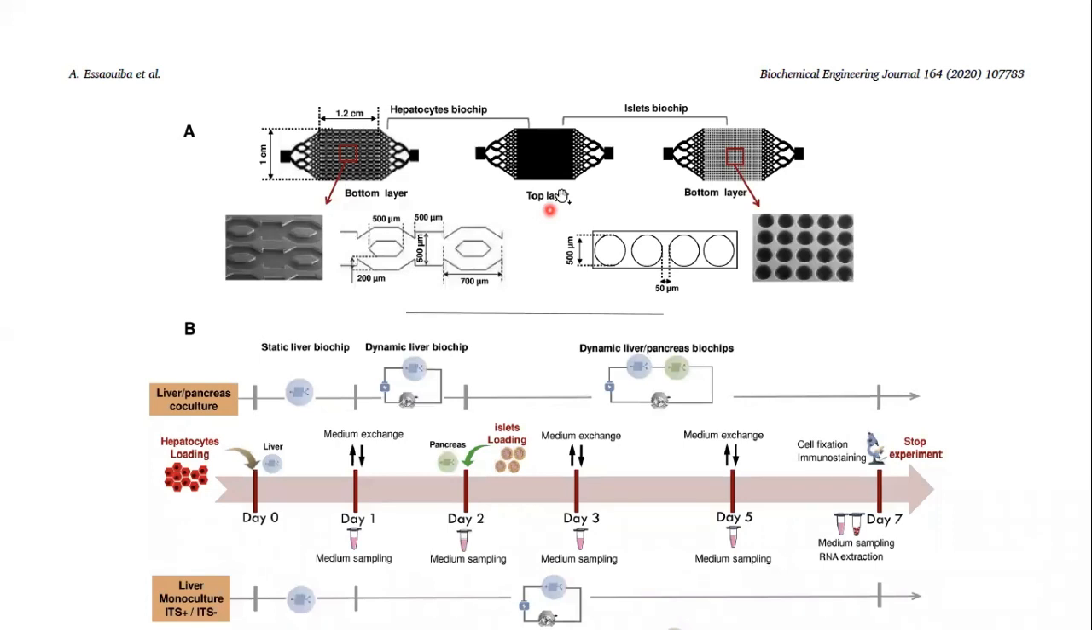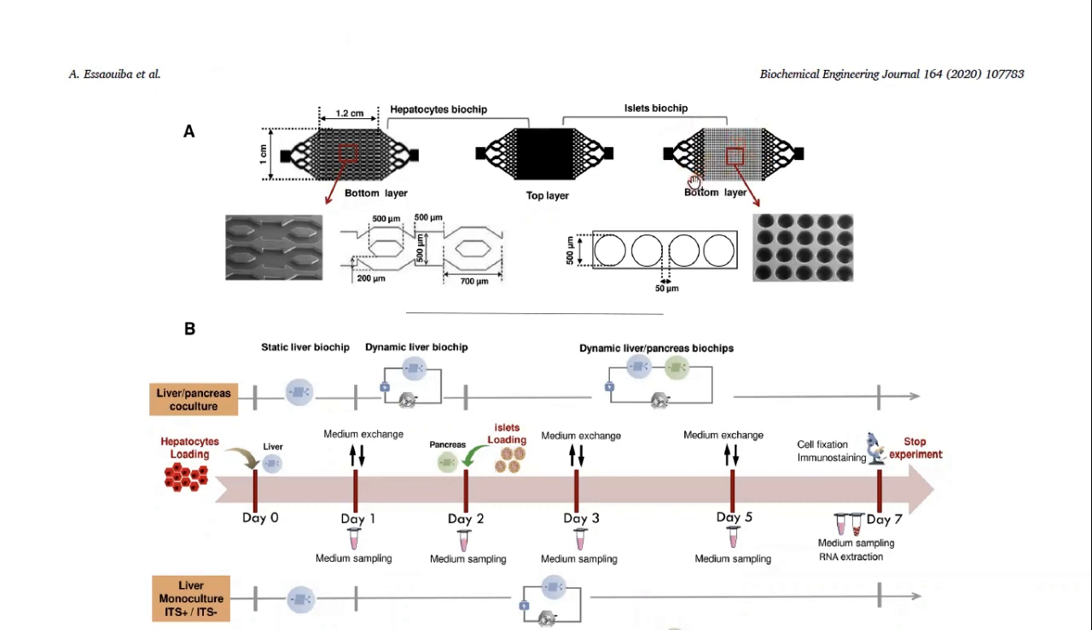Now we're going to deal with the device design and fabrication. In this article, the authors decided to use 2 different biochips, one for the liver and one for the pancreas. These chips were connected serially. The pancreas-on-chip model is observed here.